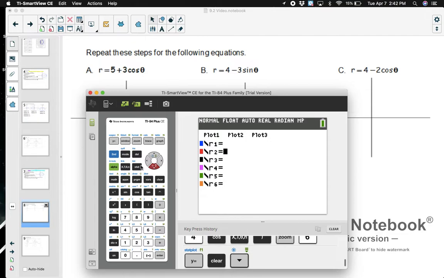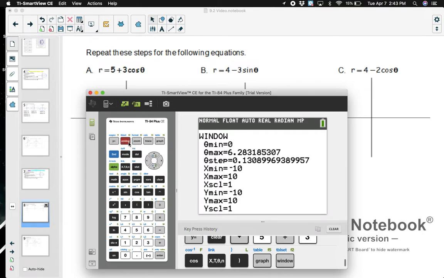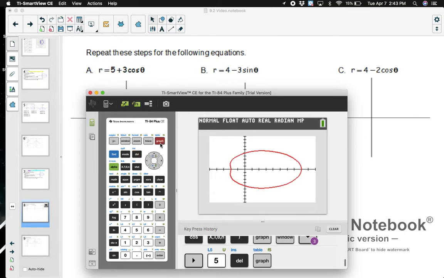I'm going to do this one right now. So 5 plus 3 cosine theta. Graph that. And I'm going to zoom in a little bit if I can. I'm going to make my window a little bit smaller. So here's a little better shape. We can see how it bounces in and out, and it's not a sharp point anymore.